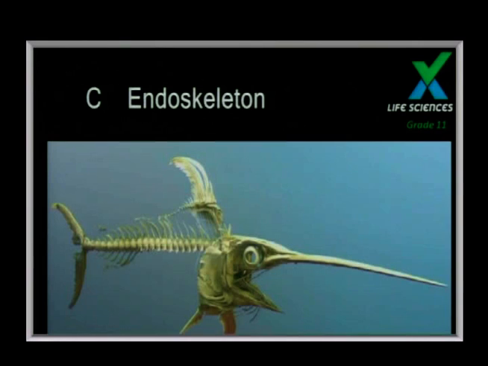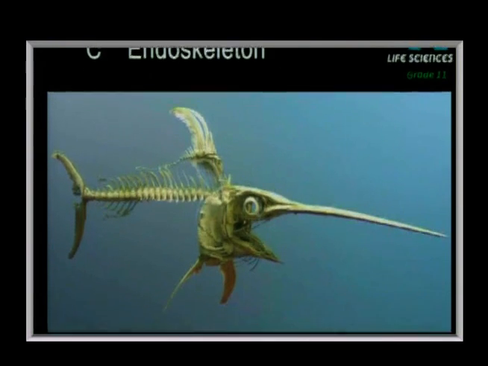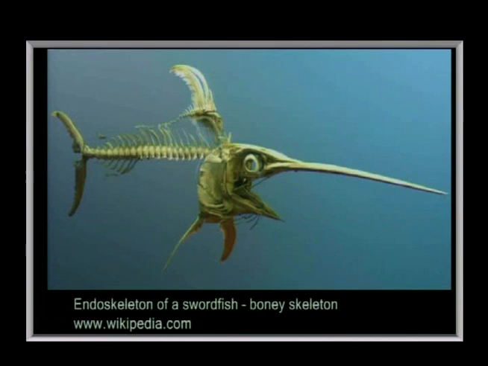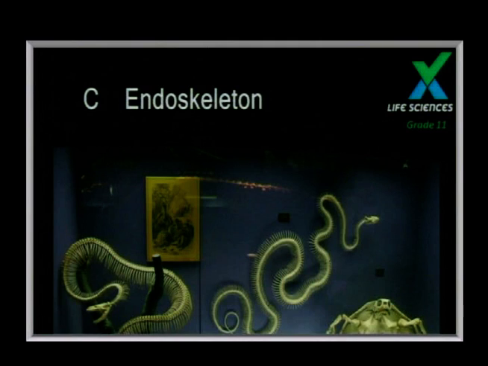All right, here's an endoskeleton, and I thought this was quite cute. This is the endoskeleton of a swordfish, and it's a bony fish. You can clearly see it's got lots of bones, but look at this lovely sword in the front here. But that's all created by bone. So there's an endoskeleton of a swordfish.